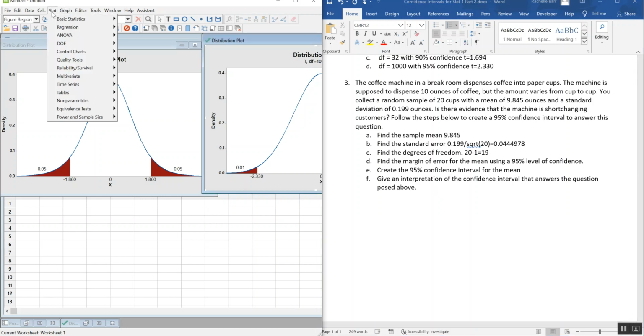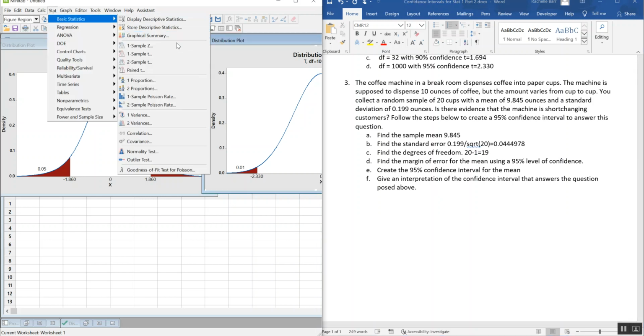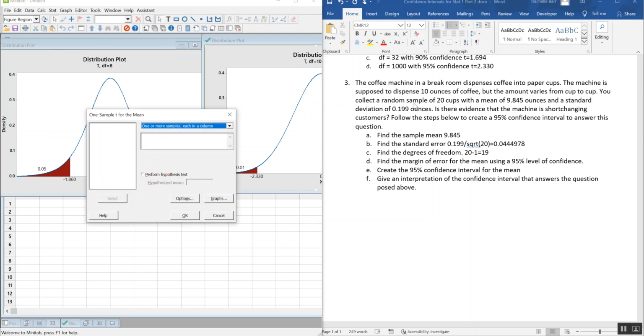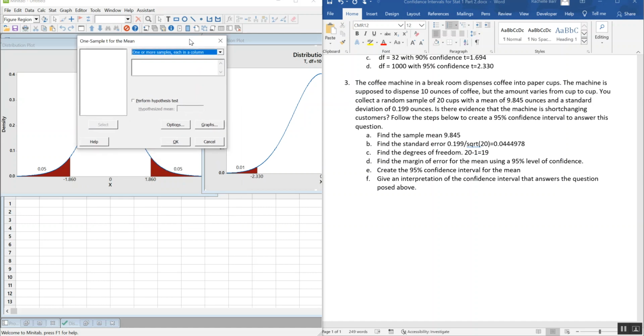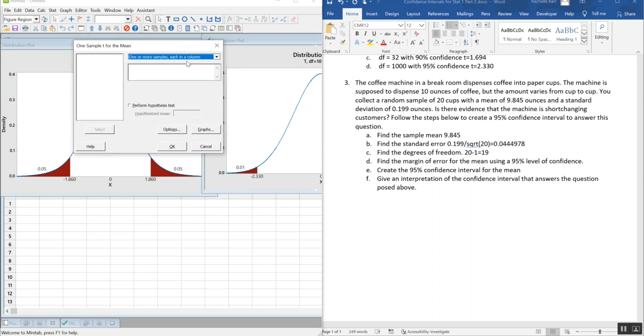So I'm going to go to Stat, Basic Statistics, and this is going to be a one sample t. I know it's a t because I do not know the standard deviation of the population. I know the standard deviation of a sample because the 1.99 came from the 20 cups, not the whole population. I'd have to sample every single cup that ever came out of the machine to do that. That sounds impossible.